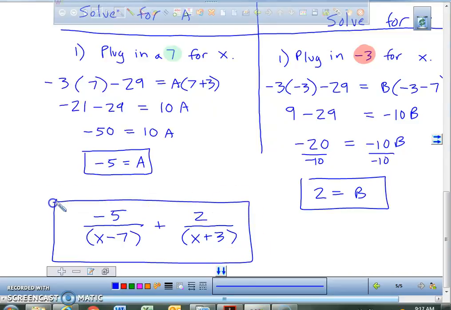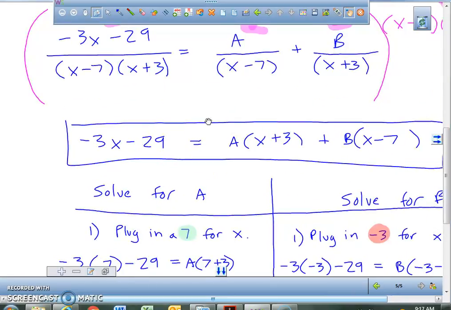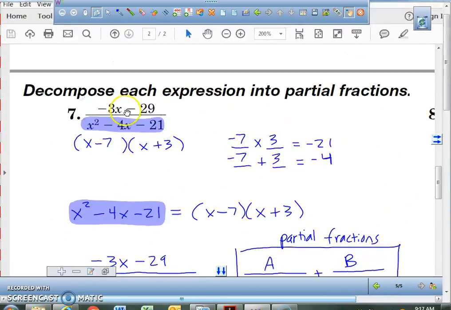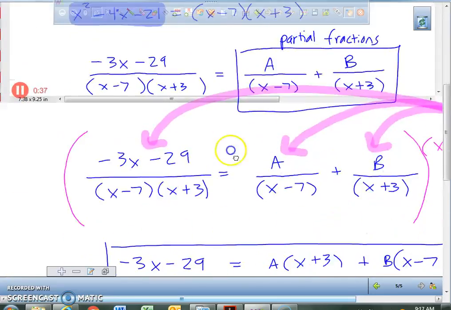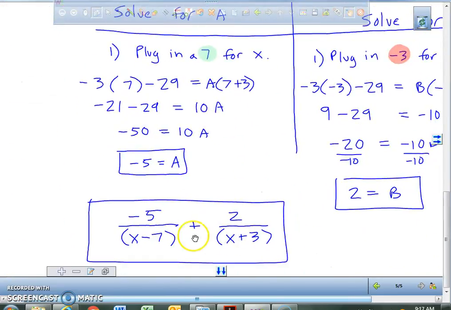This answer, if you added those two together, if I said we're going to add these together and find the expression that's simplified, okay, these two answers together would end up equaling what we started with right here. That's what your final answer would be. So what we're doing is learning how to break down these type of rational expressions into their partial fractions. And these are the partial fractions for number 7. Okay? I want you to use this technique to solve for number 8.